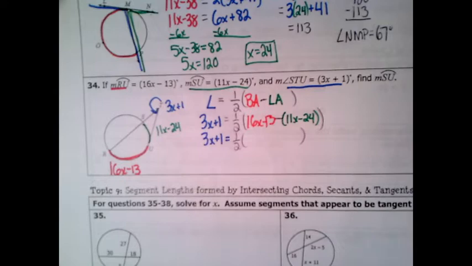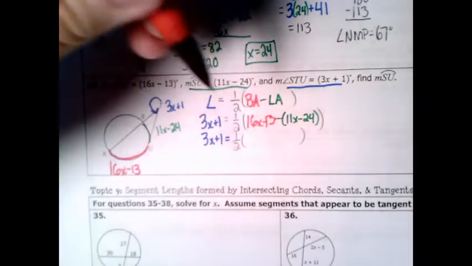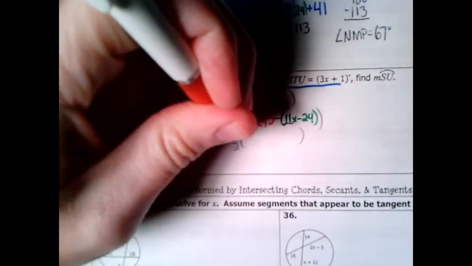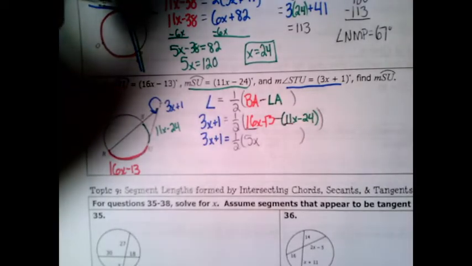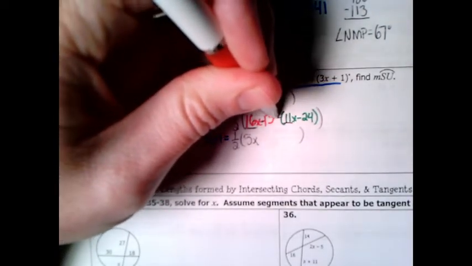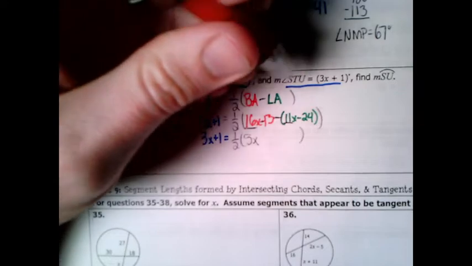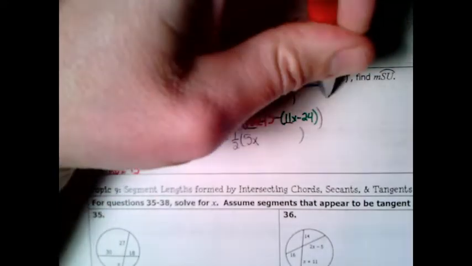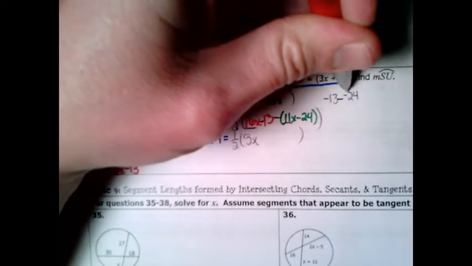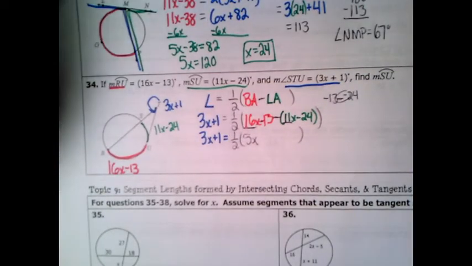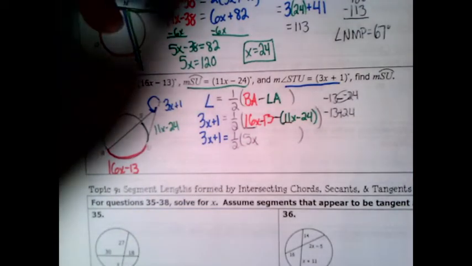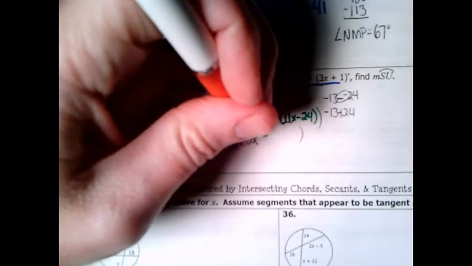Okay. So I'm going to combine these like terms. 16x minus 11x gives me 5x. And then I've got to do negative 13 minus negative 24. So it's basically doing this, negative 13 minus negative 24. Well, two minuses make a plus. So it's actually negative 13 plus 24. And when you do that, you get positive 11.